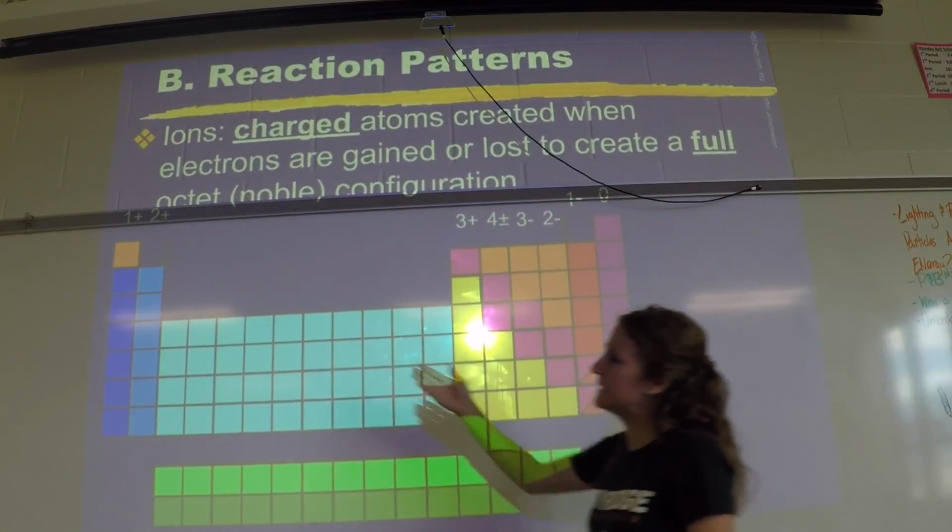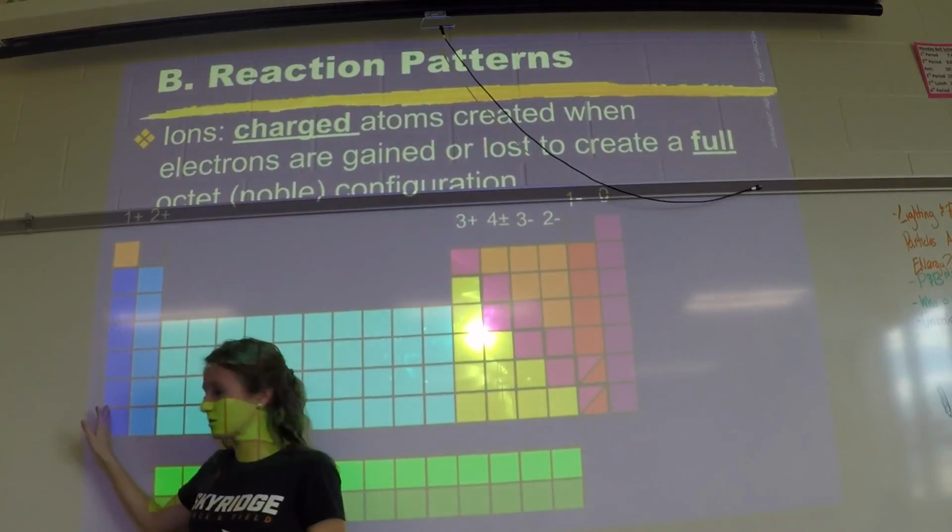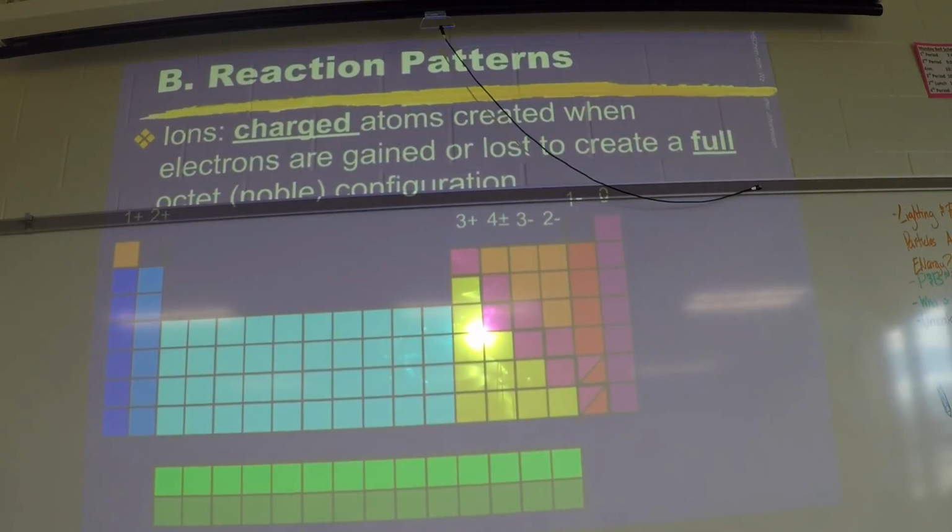Okay, let's review really quick. What does it mean when I say it's a +1 charge? Because it loses 1 electron. Good, so that means that you, Clark? Yep. So a positive charge means it has given the 1 electron it had away.